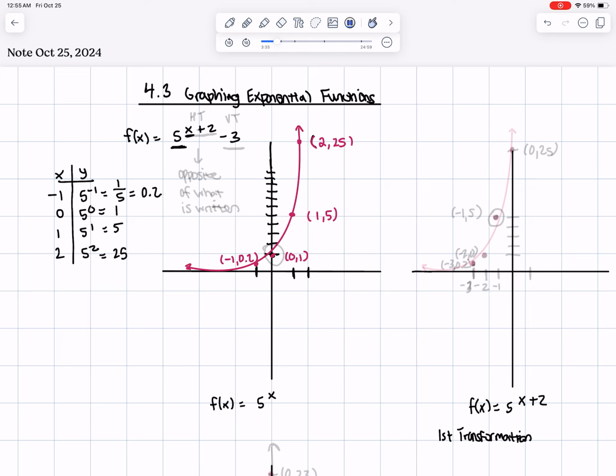So now we want to draw the next graph. What I look at is where our horizontal shift, if we have one, and where our vertical shift is. In this case, we do have a horizontal shift, because if there's a value next to my x, I know it's going to be horizontal. And for the horizontal shift, the movement will always be the opposite of what is written. So if it's +2, that means I'm going to go to the left 2 instead of going to the right 2. So let's draw that out.